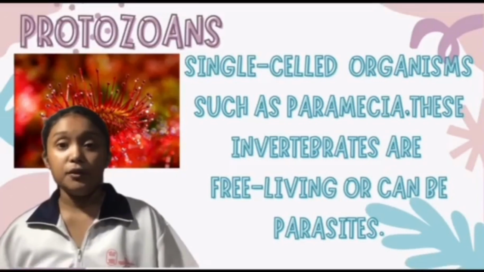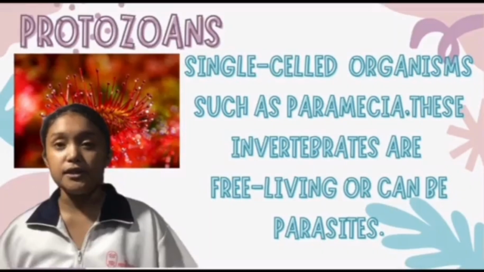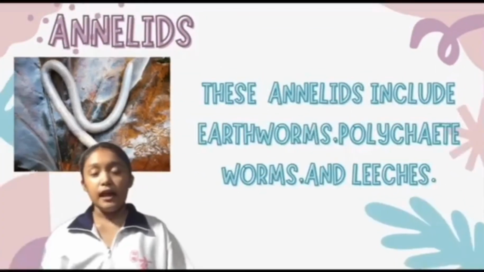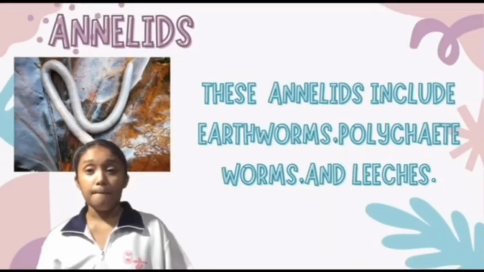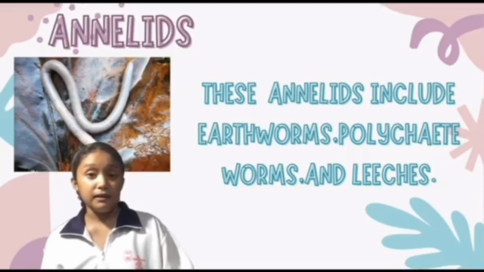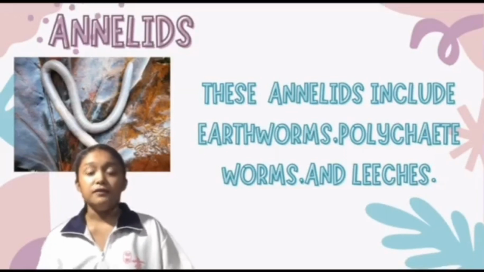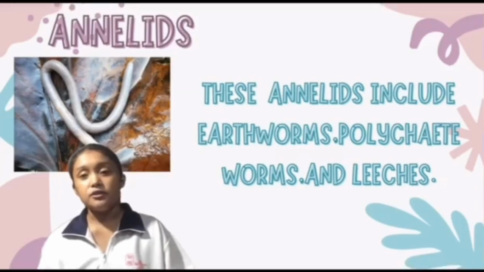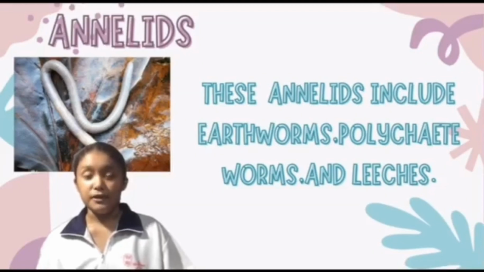They feed on matter, which can be other microorganisms, organic tissues, or debris. Next, annelids. The annelids include earthworms, polychaete worms, and leeches. All members of the group are to some extent segmented, in other words, made up of segments that are formed by subdivisions that partially transect the body cavity. Segmentation is also called metamerism.